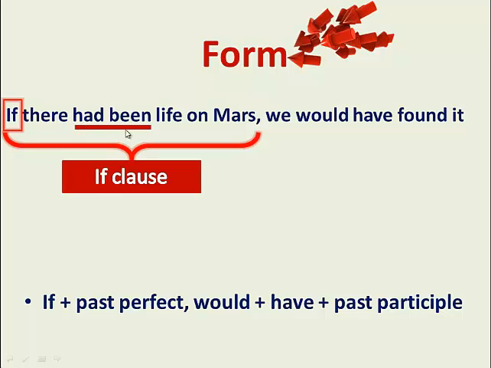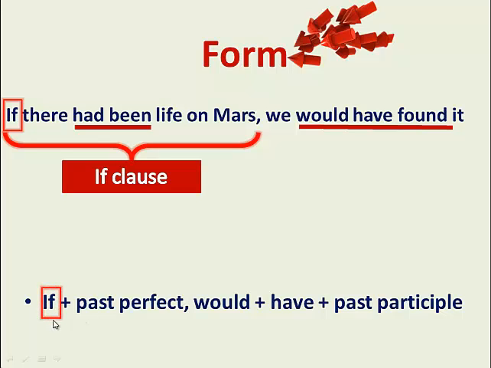The past perfect tense means that the verb starts with the helping verb, or the auxiliary, had, followed by the past participle of the verb. In the main clause, we use would have followed by the past participle of the verb. So, in this example, we have would have followed by found. If there had been life on Mars, we would have found it.